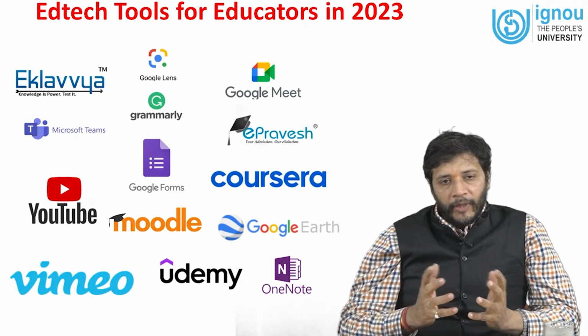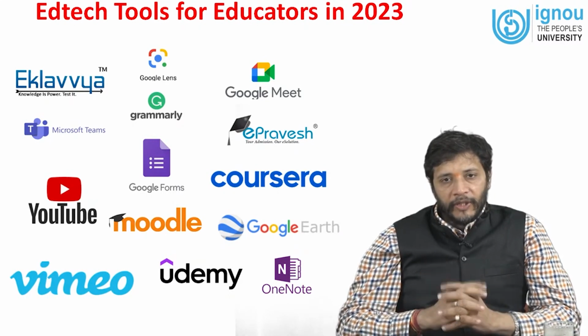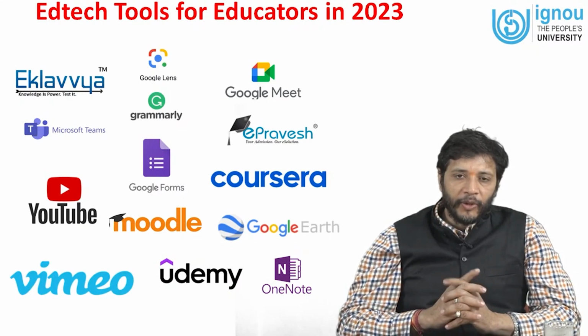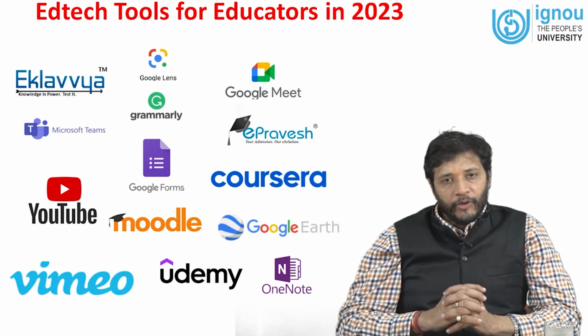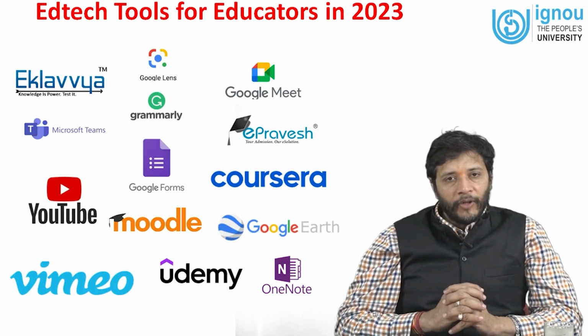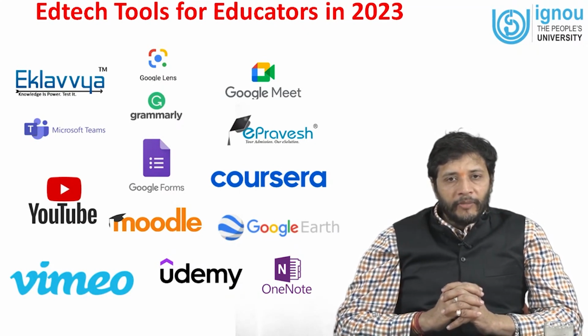And then Udemy, Vimeo, OneNote is there. When we talk about OneNote, this is a very good initiative where you have a variety of PDF files, and you can convert them into one file. So OneNote can be useful. You can make it a ready reckoner, which can be quite useful for learning purposes. So this is something which is there.